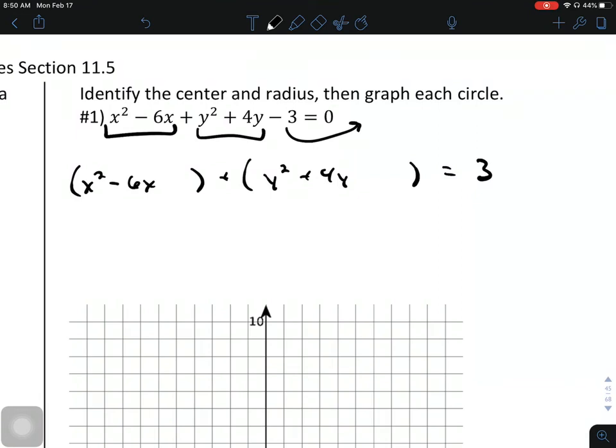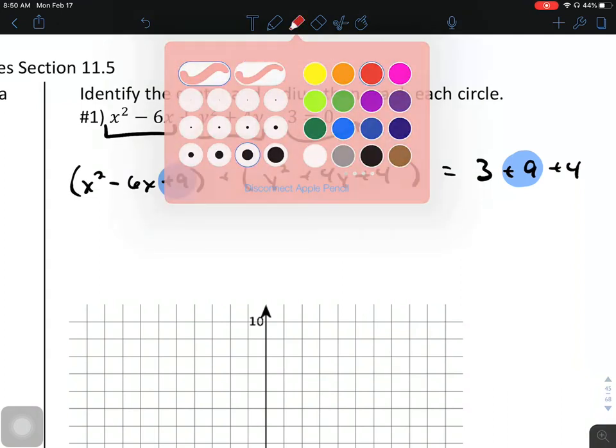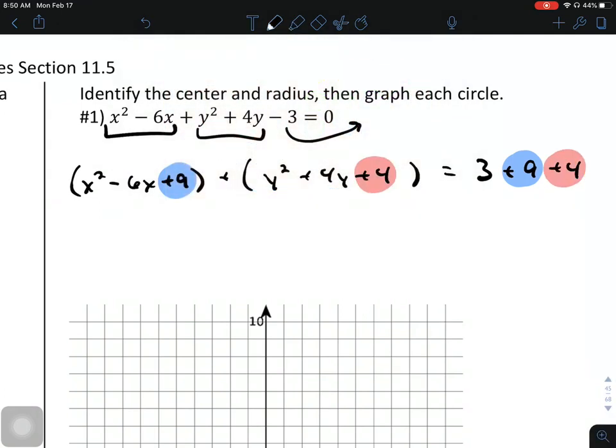To complete the square of the trinomial with x's, we take half of negative 6, which is negative 3, square it, and that's 9. Add it to both sides. If we take the trinomial that has the y's in it, half of 4 is 2, 2 squared is 4, add it to both sides. So we added this 9, that's what this is about. We added this 4, that's what this is about. We've changed the way the equation looks, but we haven't changed the fact that it's an equation because we did the same thing to both sides.